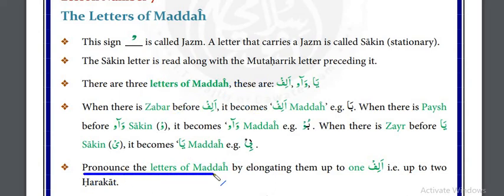Pronounce the letters of Maddah by elongating them up to one alif, i.e. up to 2 harakat. Ba, Alif Zabar, Ba. Ba, Waw Pesh Hu. Ba, Ya Zir, B. Ba, Ru, B.